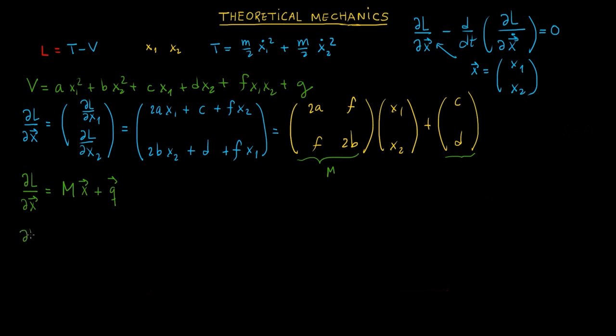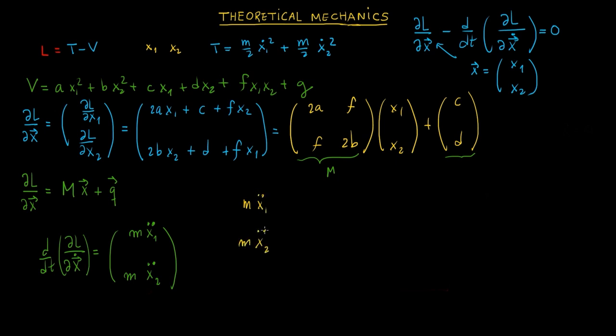Then, if we consider the derivative with respect to the velocities, we obtain m x1 dot and m x2 dot, and if we now apply the time derivative to this vector, we obtain another dot here and here. The Lagrange equations say that (m x1 double dot, m x2 double dot) equals the matrix M times the vector x plus the vector q. Or we can write m x double dot equals M x plus q. This is nothing more than the usual equations, but organized in matrix form.